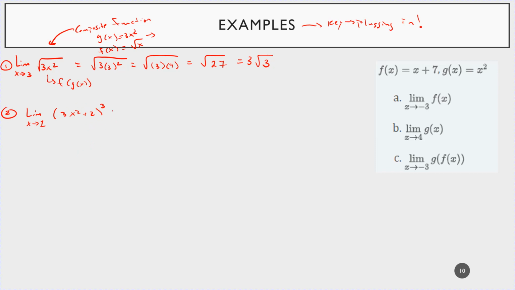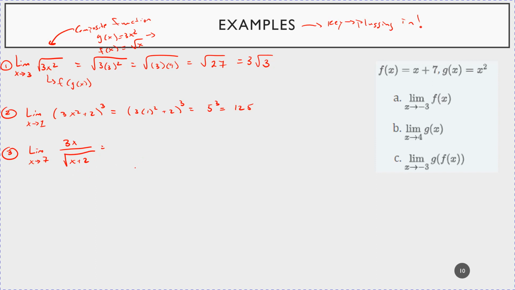So again, you're just literally going to plug it in. So this becomes 3 times 1 squared plus 2 to the third power. Well, this is 1 times 3 is 3 plus 2. This just becomes 5 cubed, all right, which is just 125 right here. Let's look at this one. Let's look at the limit as x goes to 7 of 3x all over the square root of x plus 2.